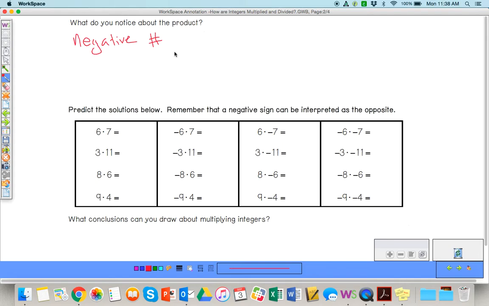So it says, predict the solution below. Remember that a negative sign can be interpreted as the opposite. So 6 times 7 is 42. 3 times 11 is 33. 8 times 6 is 48. And 9 times 4 is 36. So these problems, you've seen these before. These are problems that you learned in elementary school. A positive number times a positive number.